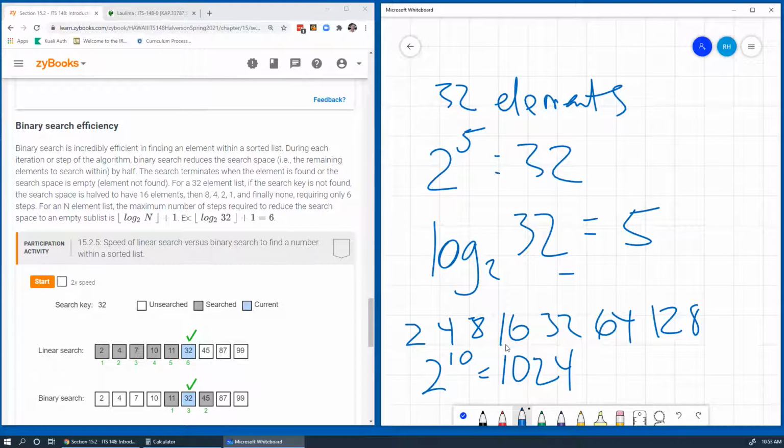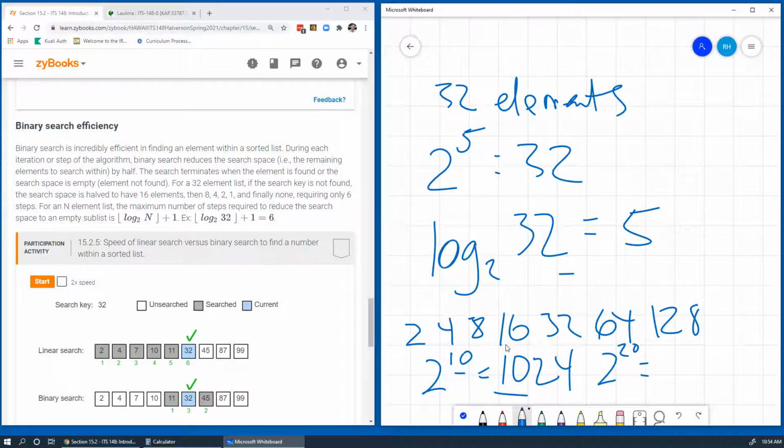2 to the 20th, coffee. 2 to the 20th is about a million. This is, 2 to the 10th is about 1,000, and 2 to the 20th is about a million. Let me look at my calculator here.